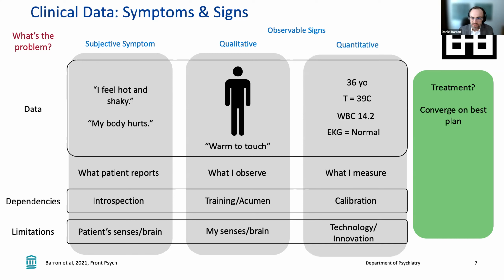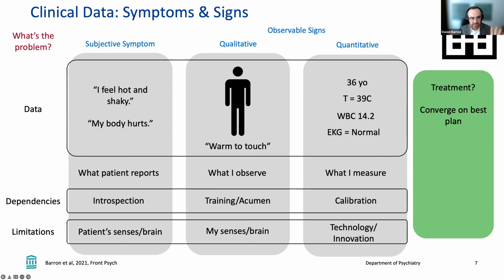And then we have quantitative observable signs. So again, instead of warm to the touch, we would measure temperature, right? The measurement of temperature is dependent on the calibration of the thermometer, of the instrument, which in turn is developed through technology and innovation, right? I mean, there's a long and beautiful history behind the development of the thermometer and its application in clinical practice, which I won't describe here, but it's well worth checking out sometime. There are a few great essays online.